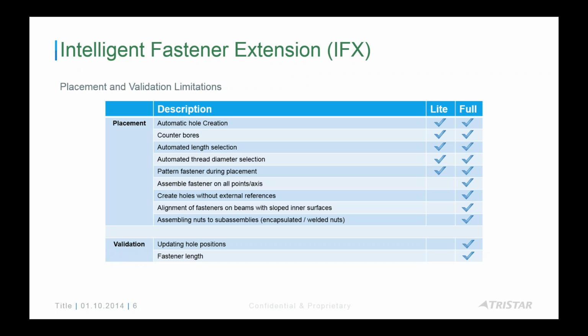As far as placement and validation limitations, again, with the light version, we have automatic hole creation, counter bores, automated length selection, automated thread diameter selection, and pattern fasteners during placement. With the full version, we can assemble fasteners on all points or axes, create holes without external references, alignment of fasteners on beams with sloped inner surfaces, assembling nuts to subassemblies, and with validation, updating hole positions and fastener length.